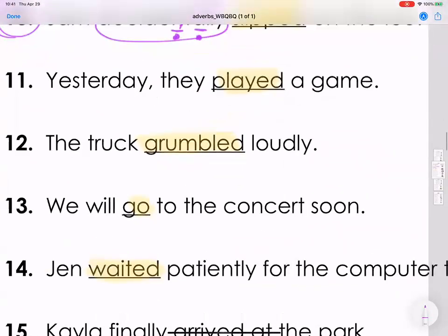All right, number 11, let's read that one. Jose, go ahead. Jose, are you there? I think you're muted. Can you hear me? No te escuchamos. I don't think, Jose? Hi, Jose. Sorry, I'm here. Yeah, number 11, go ahead. Yesterday they played a game.